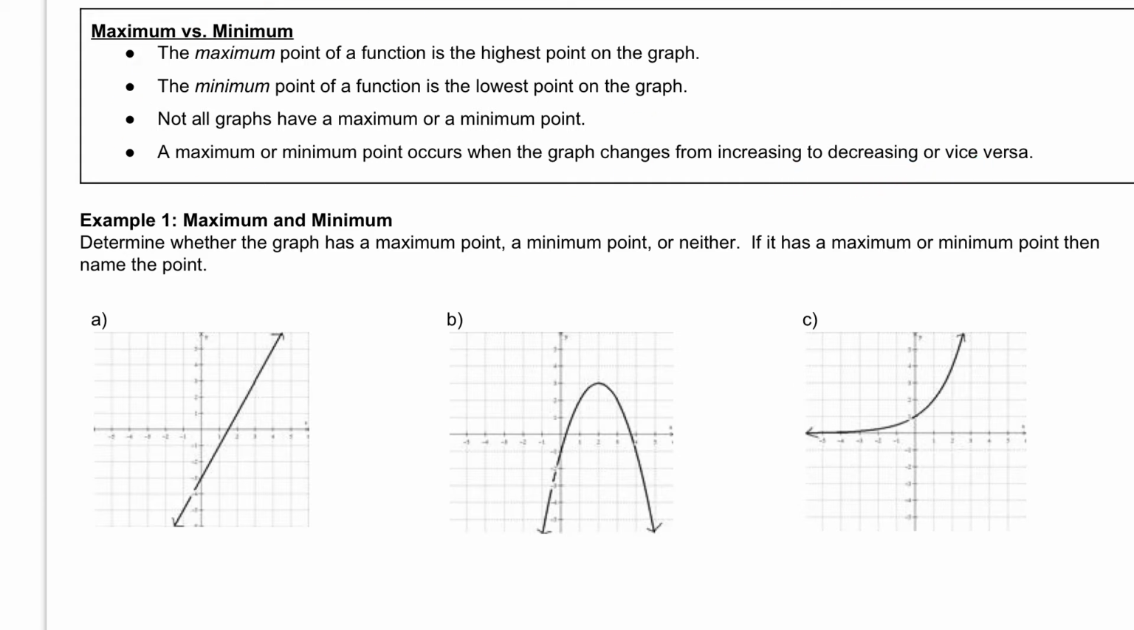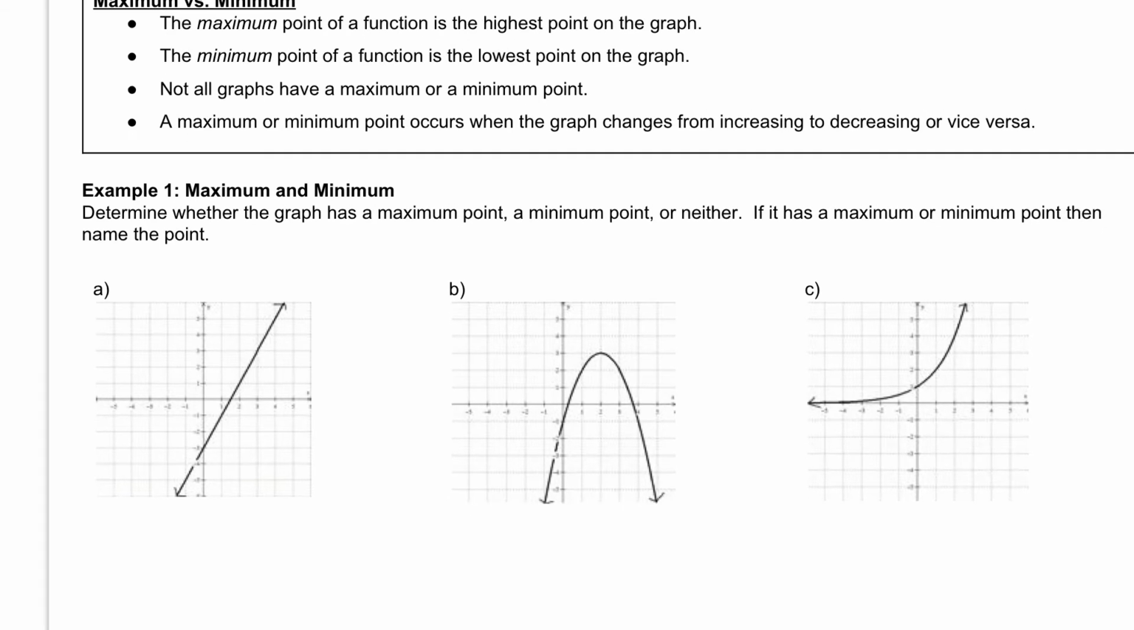And we're going to look at this in example 1. Example 1 says determine whether the graph has a maximum point, a minimum point, or neither. If it has a maximum or minimum point, then name the point. So if we take a look at letter A, we are looking for a maximum or minimum point. So that's going to occur when the graph changes from increasing to decreasing.